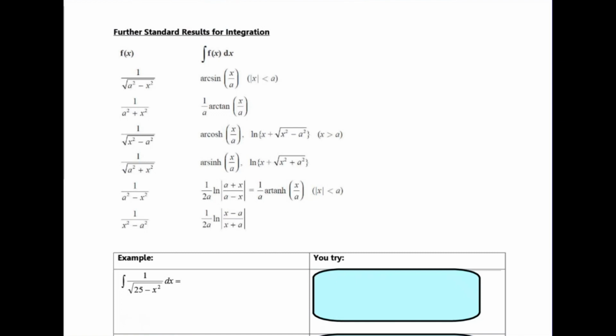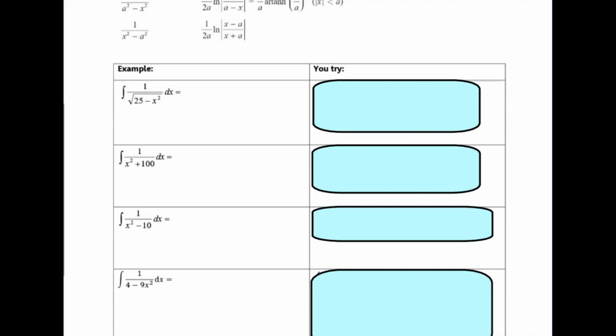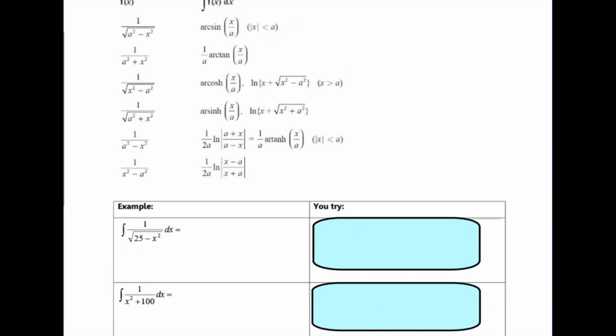They all integrate to give slightly different things. So what we're going to do in these is look at some integrals and choose the correct standard result to use. For the first one, we've got 1 over root 25 minus x squared. Having a look at the standard results, I want one that's got a root in and a minus x squared as well, which will be this first one for arcsine. It's 25 minus x squared, so a squared equals 25, so a equals 5. So I can just write down the standard result for this one: arcsine x over 5 plus c.